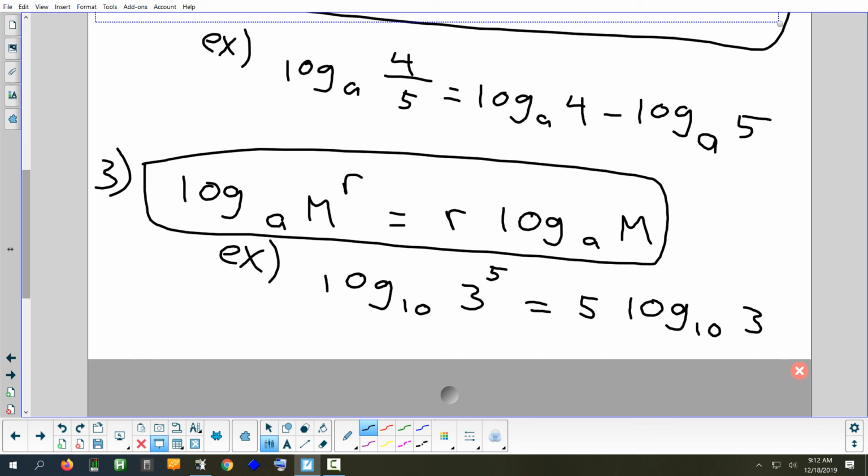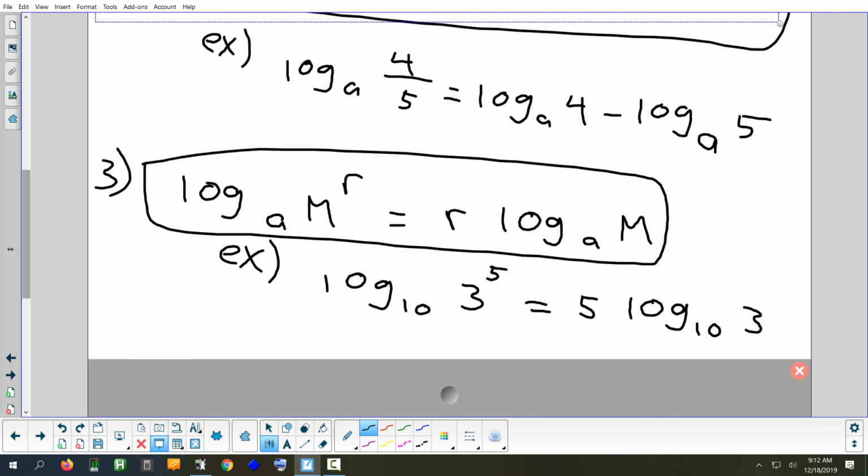And where that will come in handy is when we have variables in the exponent. Because we don't like variables in the exponent. It complicates things. Well, now we have a way to get the variable out of the exponent. We can just throw it in the front, and it's not an exponent anymore. So we're going to use that idea tomorrow to help us.